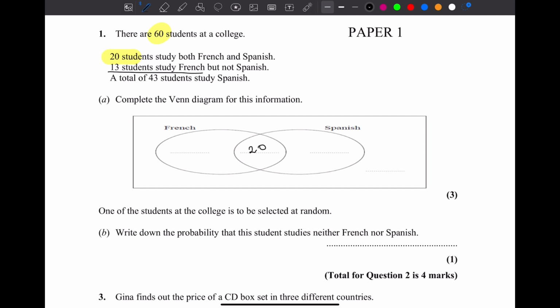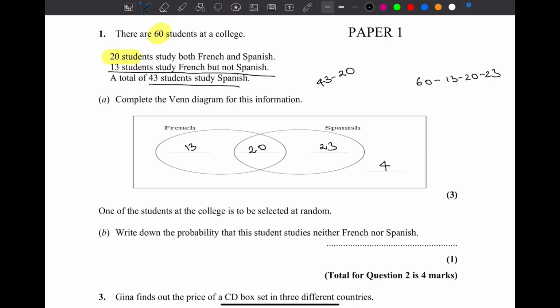13 students study French but no Spanish, so this would be French but no Spanish. A total of 43 students study Spanish, so this whole circle would be 43. So 43, take away what's already there, 20, which makes it 23. The total is 60, so 60 take away 13, take away 20, take away 23. That just makes it 4 on the outside.